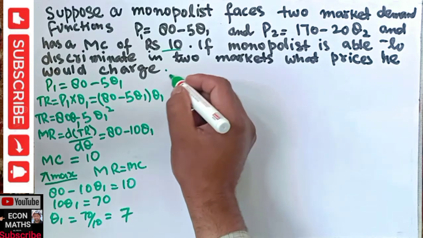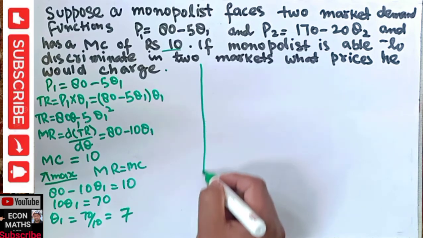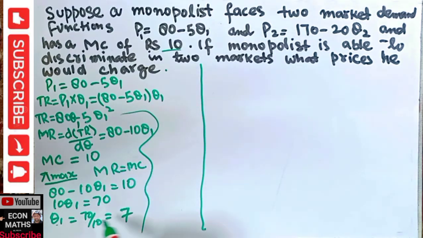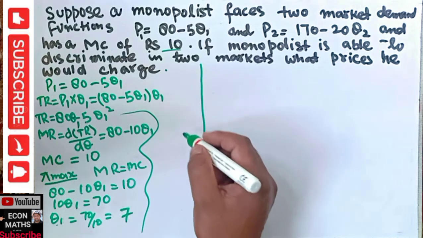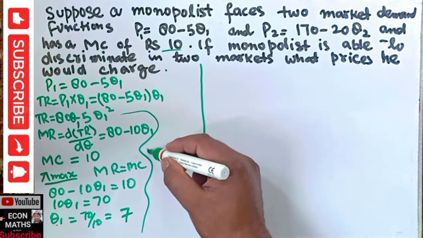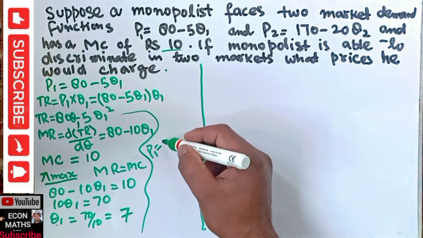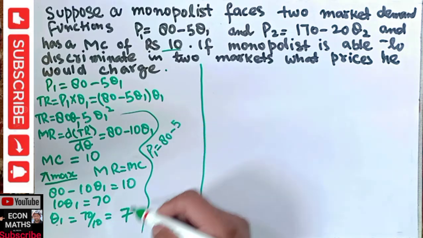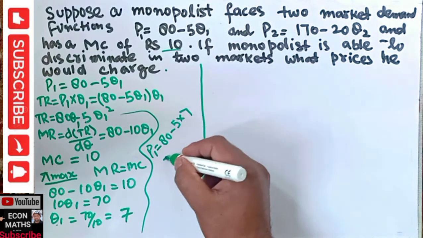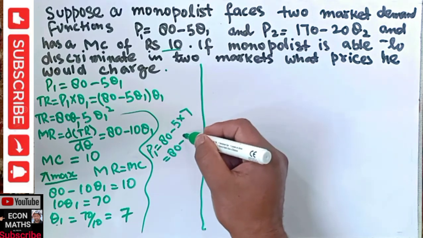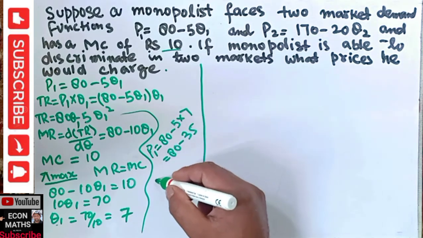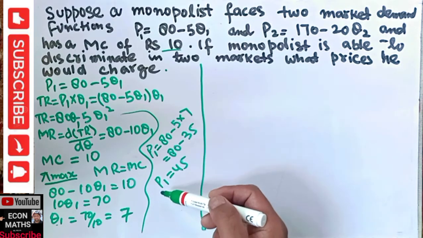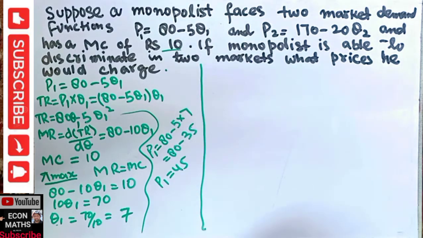But what would be the price charged? We just put Q1 is equal to 7 in our demand function. That means P1 would be equal to 80 minus 5 times 7, so we have 80 minus 35, which gives us P1 is equal to 45. So the price that he will charge in the first market is 45.